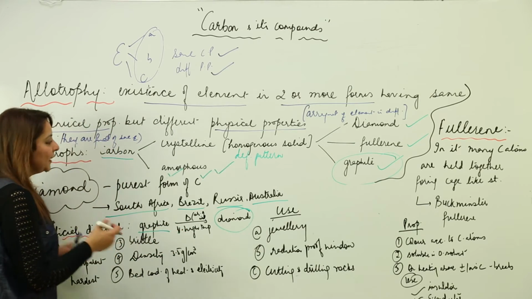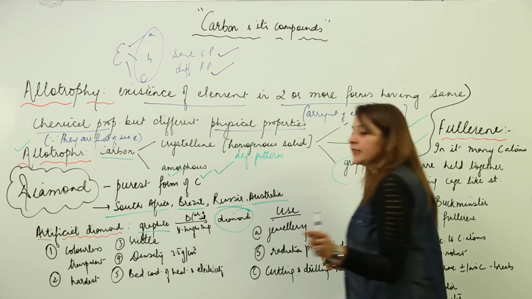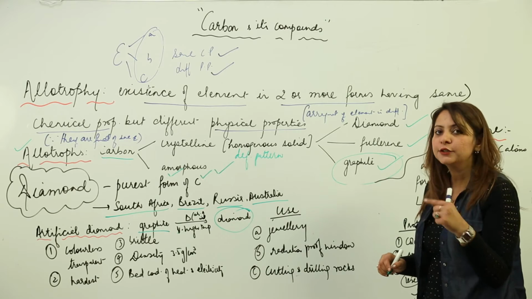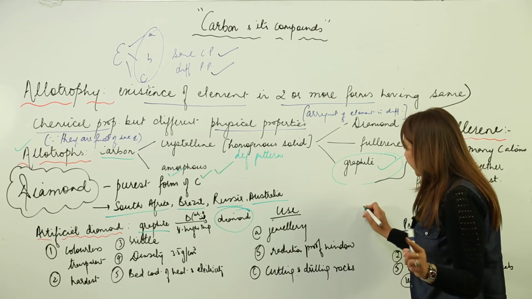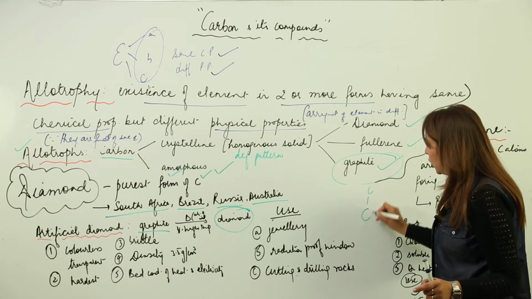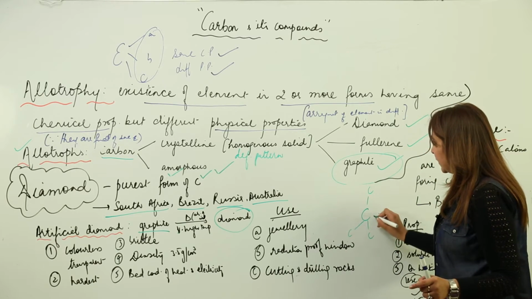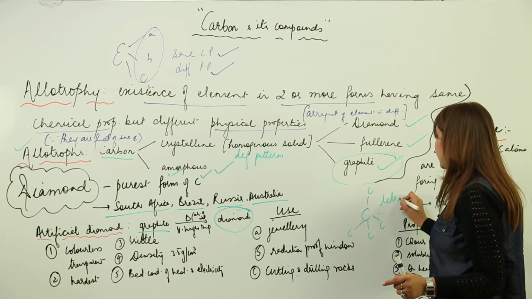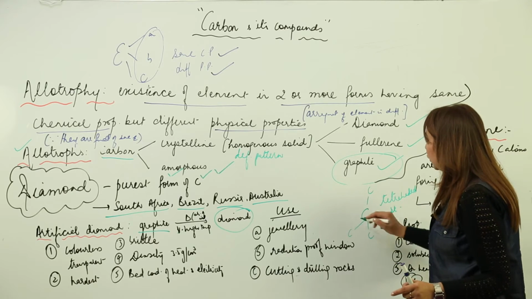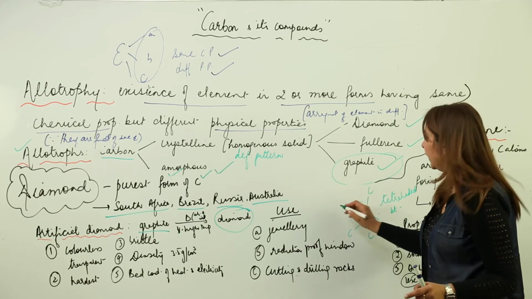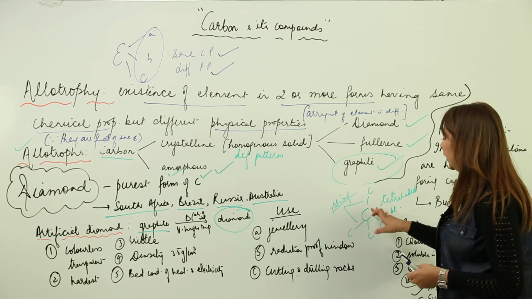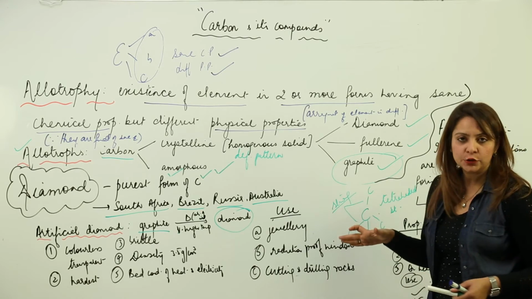And what is the basic structure of the diamond? Now you learn that diamond and graphite both have a different structure. In diamond, each carbon atom is linked to 4 other carbon atoms like this, giving rise to a tetrahedral structure. And moreover, the bonds which are formed are very strong bonds. So each carbon atom is linked to 4 others, forming a tetrahedral structure.